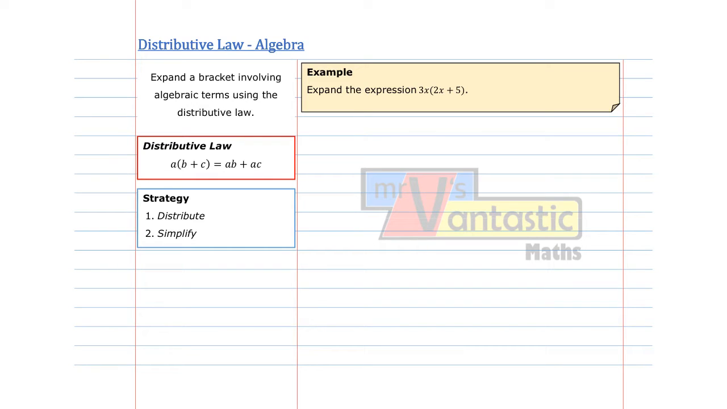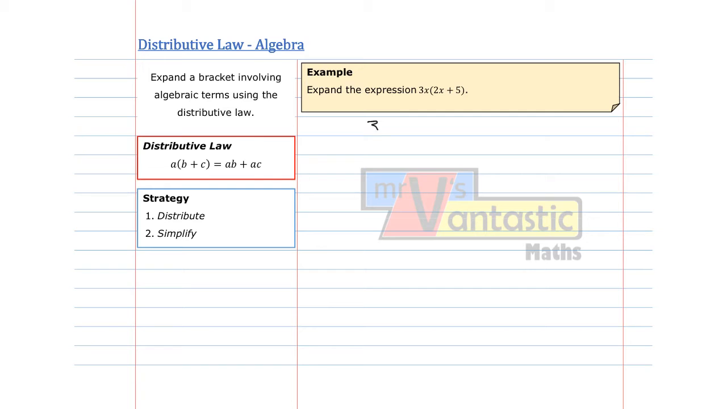This is Mr. V, and in this video we are going to learn how to expand a bracket involving algebraic terms using the distributive law. We want to expand the expression 3x multiplied into the bracket 2x plus 5. To do this, we are going to apply the distributive law to distribute the bracket, and then we're going to simplify the remainder.